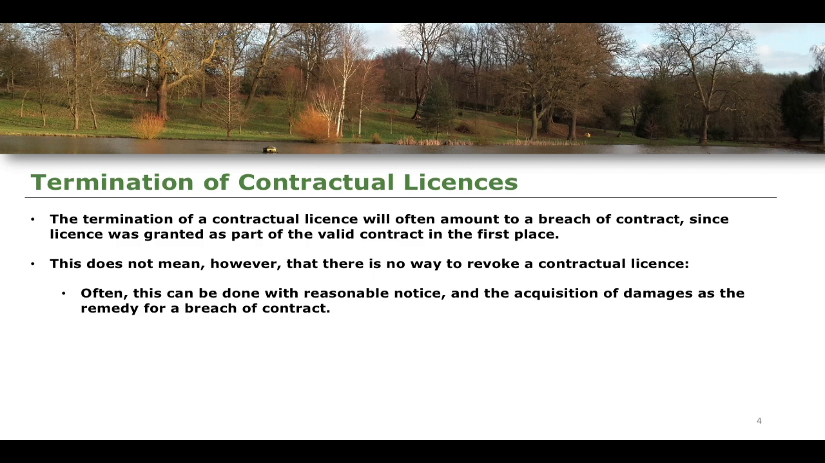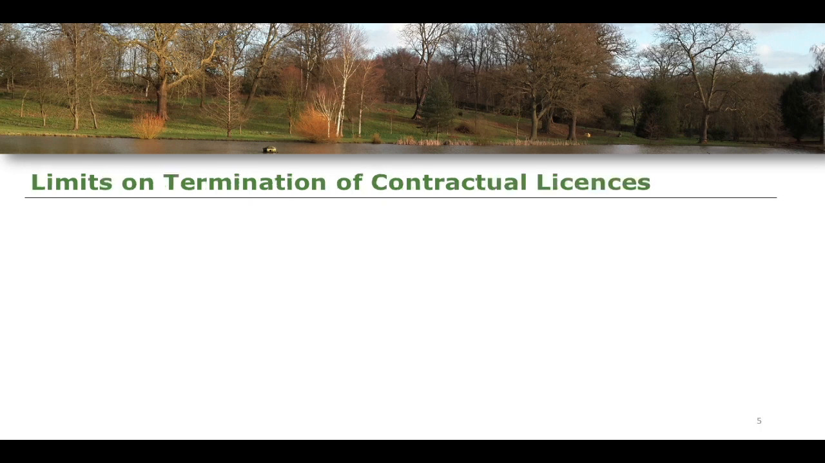So there are theoretical examples where we can understand a license actually being revoked in a way that does not just automatically arise out of a breach of contract. If reasonable notice is given and there are damages or a remedy for contractual breaches, then this can be a valid way to revoke a contractual license.